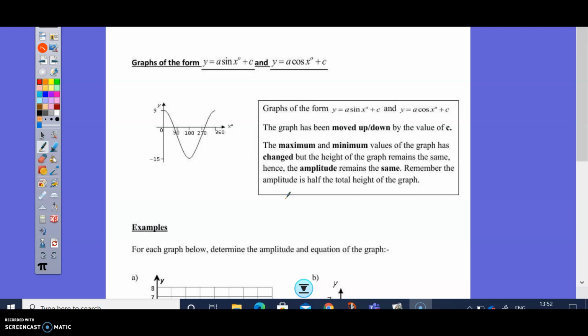So the maximum and minimum values of the graph have changed, but the amplitude will stay the same. So that's the height. That's half the distance above your central line. Okay, and to get that amplitude, you add together the maximum and the minimum, and you divide it by 2.